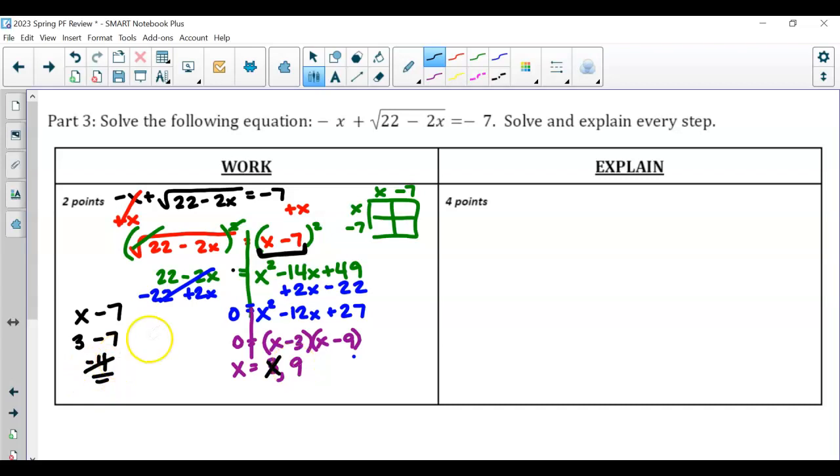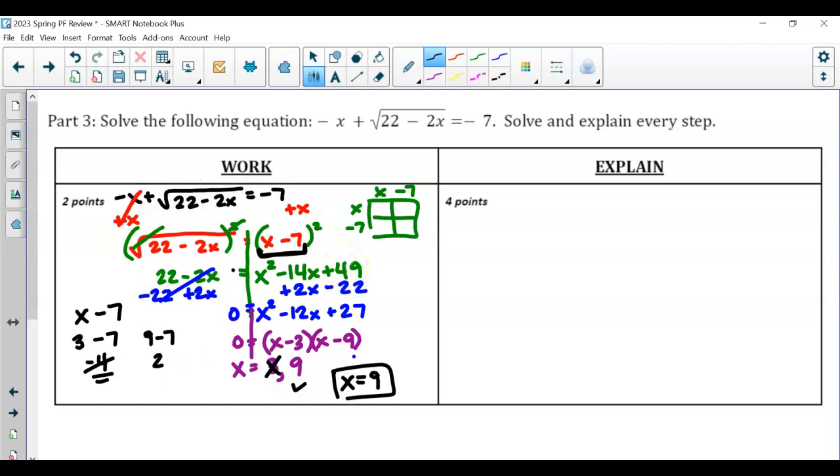Now let's check 9. 9 minus 7 is 2. So can 9 be a solution? Yes. So 3 was extraneous and x is only equal to 9. So you now need to make sure that after showing your steps here, you know how to make those explanations.